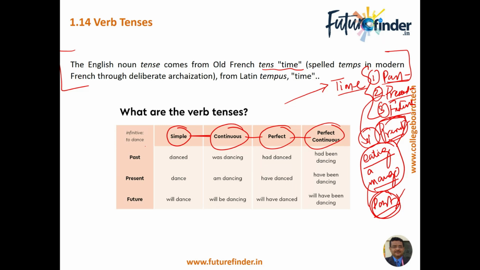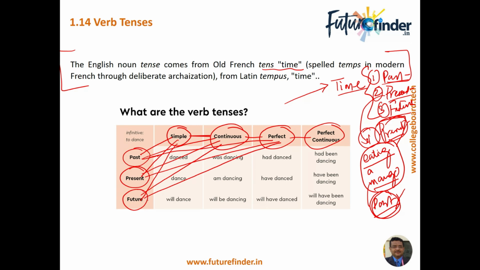And obviously these four tenses exist in all the three times: past, present, and future. So there is the simple past tense, the simple present tense, and the simple future tense. Then there is the past continuous tense, present continuous tense, and the future continuous tense. Similarly, the past perfect tense, the present perfect tense, and the future perfect tense, and the past perfect continuous tense, the present perfect continuous tense, and the future perfect continuous tense. So that makes a total of 3 times into 4 tenses, or 12 combinations.